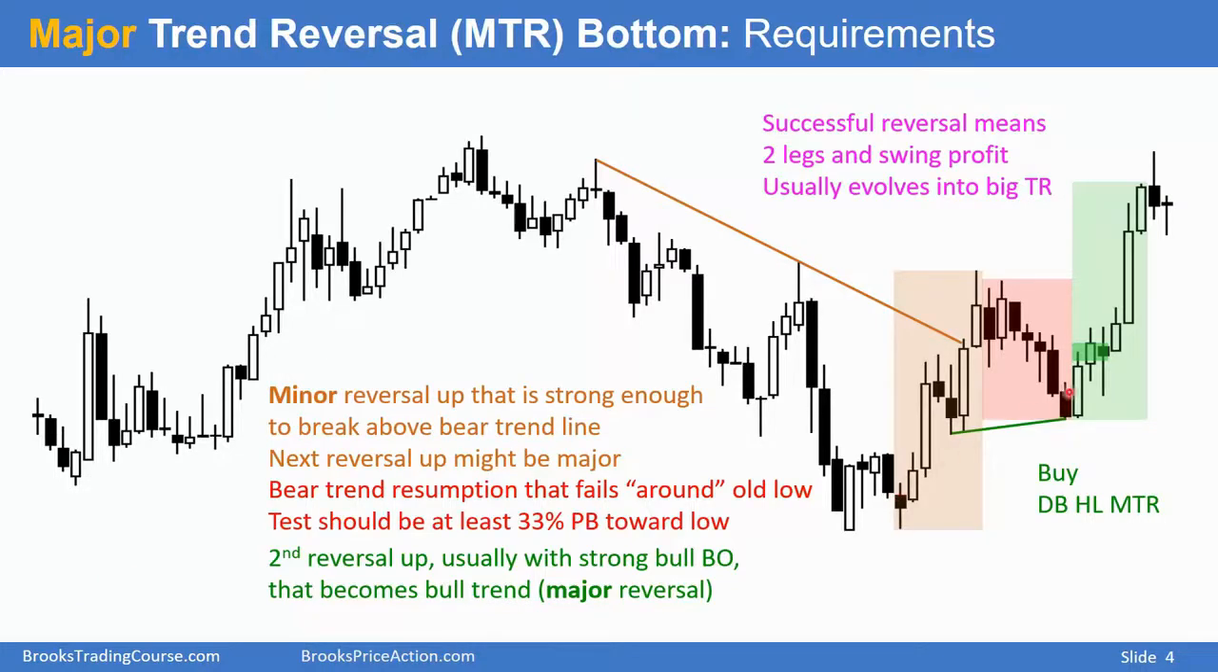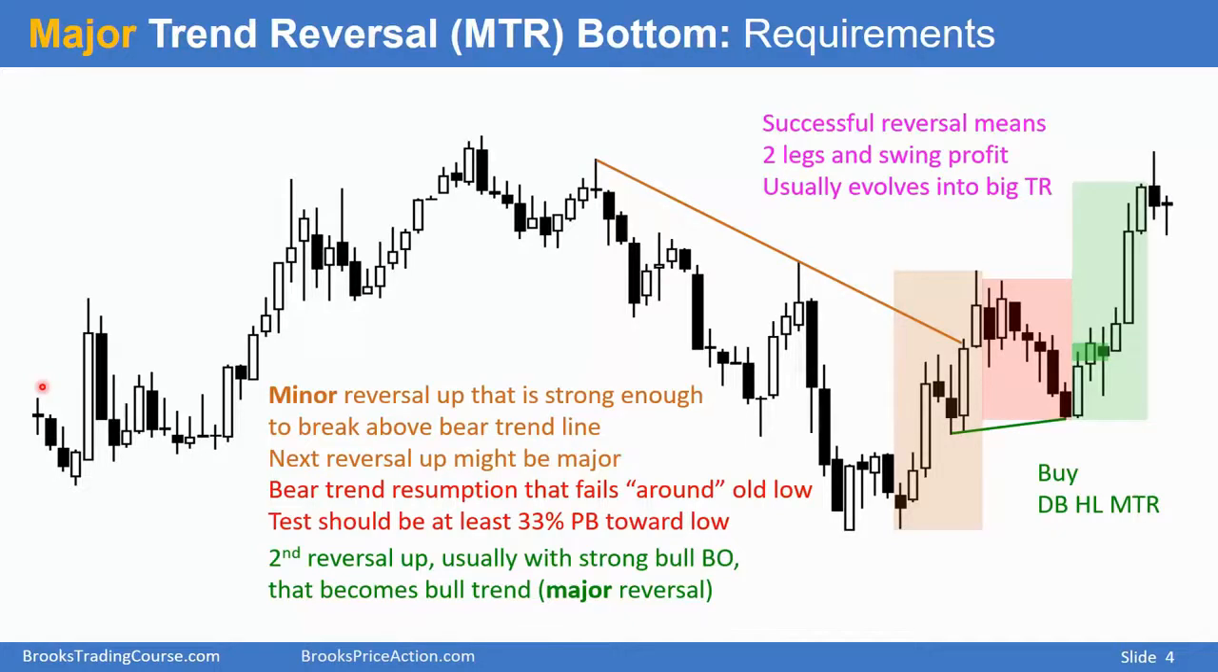The successful reversal from this higher low major trend reversal means 2 legs up and a profit that is at least twice your actual risk. If you buy above the high of this bar, your actual risk turned out to be just below the low of this bar, and this is several times greater than that actual risk.